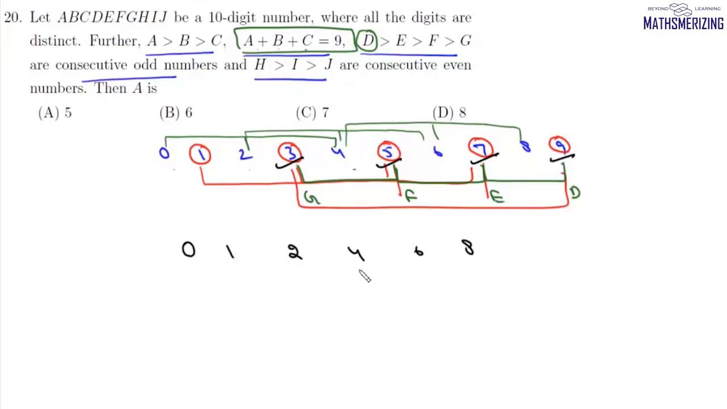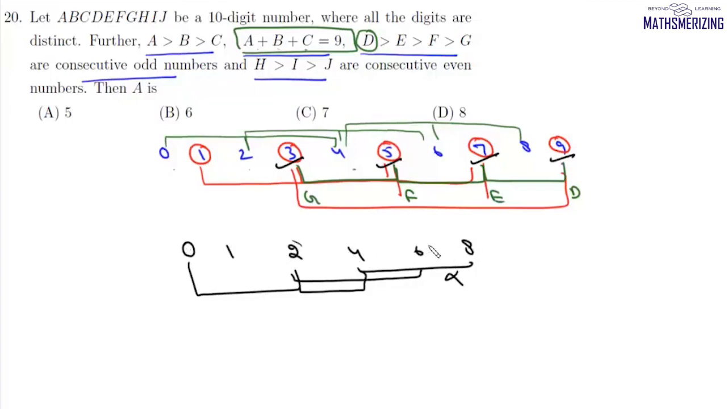Now one possibility is this is H, I, J, second possibility is this is H, I, J, and the third possibility is this: 0, 2, 4, it is H, I, and J. Now we take 8, 6, and 4; this sum is unequal to 9, so we'll discard this one. Now what about 2, 4, 6? We get 8 plus 1 plus 0, which is 9.